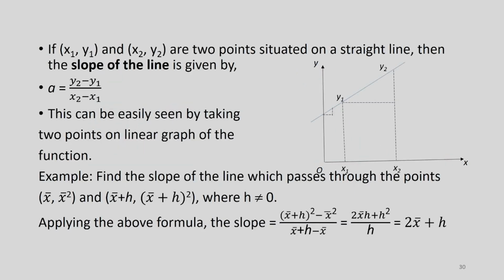If x1, y1 and x2, y2 are the 2 points situated on a straight line, then the slope of the line is given by this. Suppose a is the slope, then a is equal to y2 minus y1 divided by x2 minus x1. This can be seen by taking 2 points on the linear graph of a function.